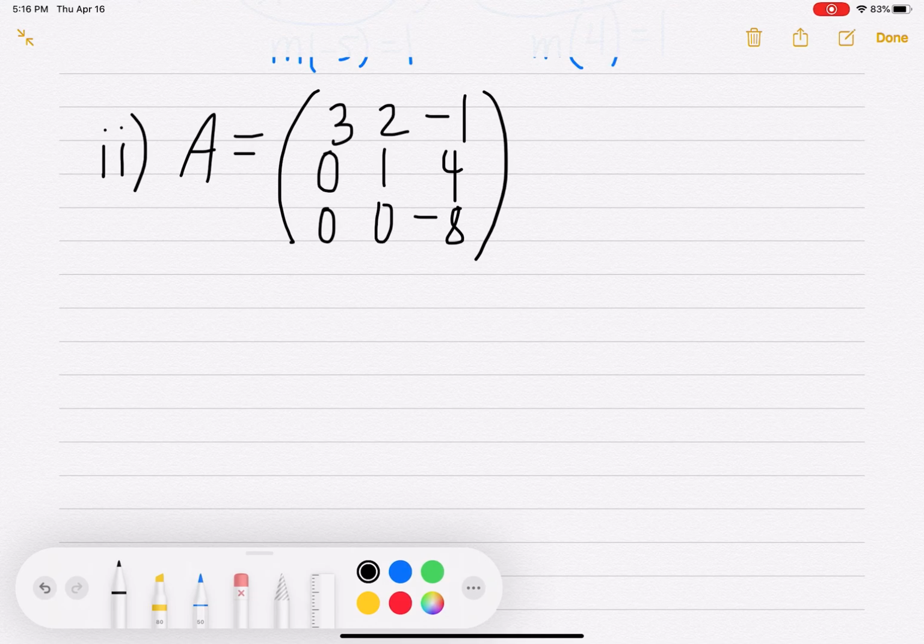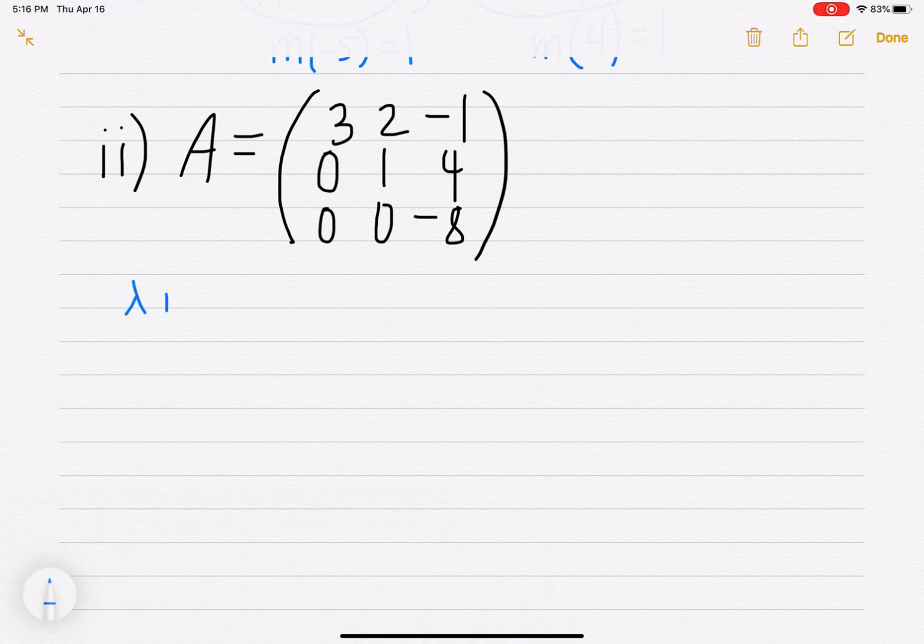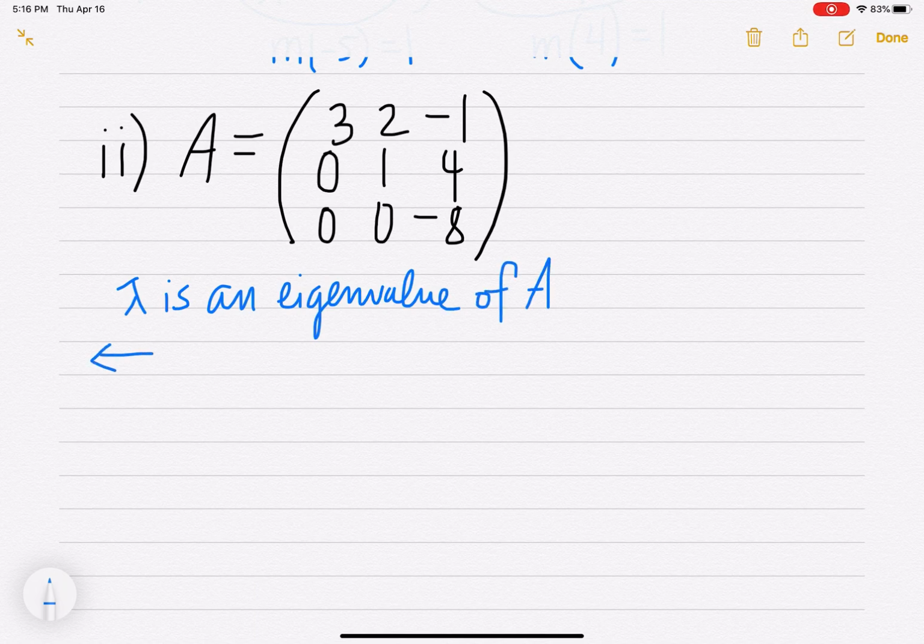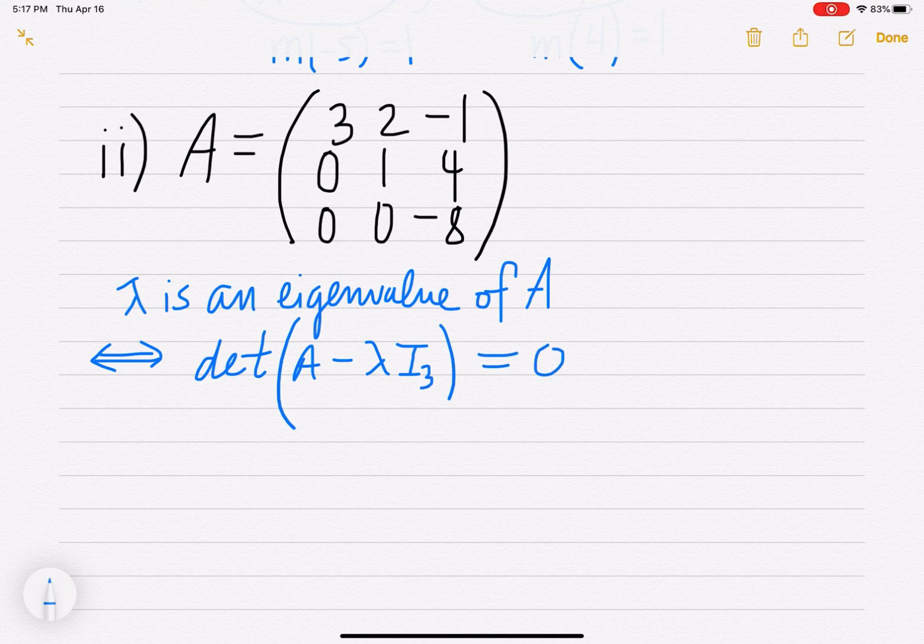So we want to find the eigenvalue, so we're going to say what? Lambda is an eigenvalue of A precisely when, if and only if, the determinant of A minus lambda I, this is actually I3, if you want to write I3, you can. Some people just write I. I'm going to go ahead and put I3 right there. Equals 0. So I'm writing that right now. So you don't have to write that second step every time, but I'm writing it right now just because initially you want to kind of get used to writing that.